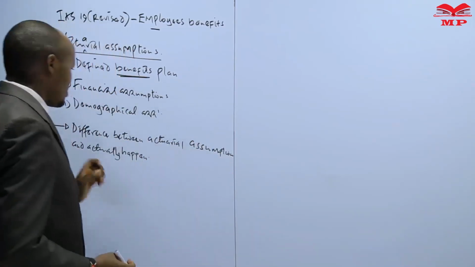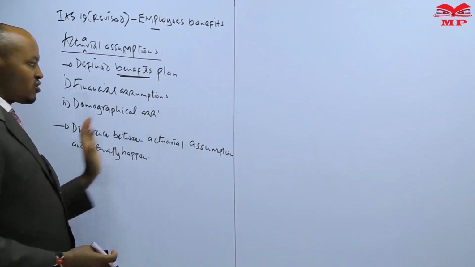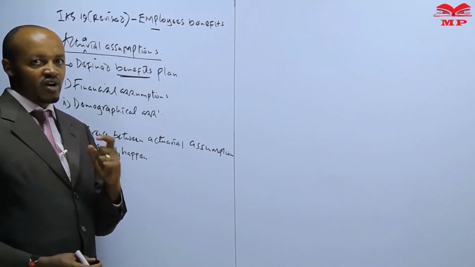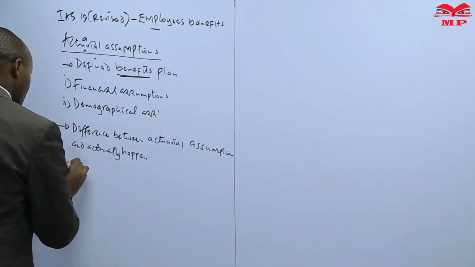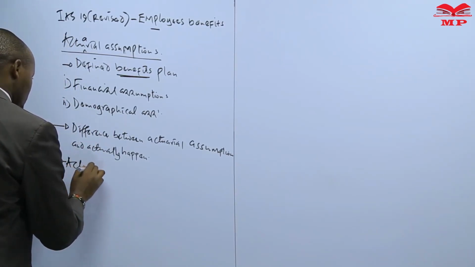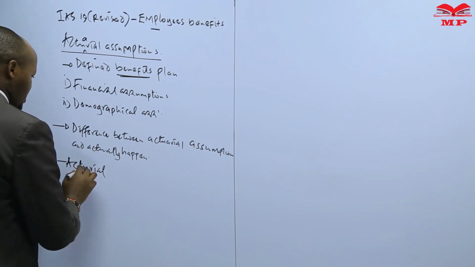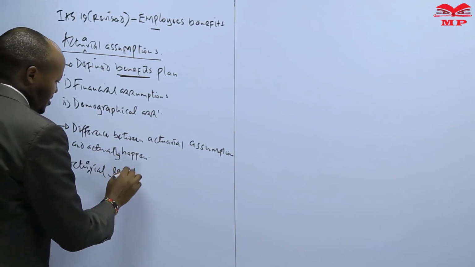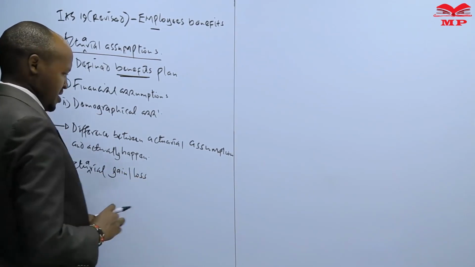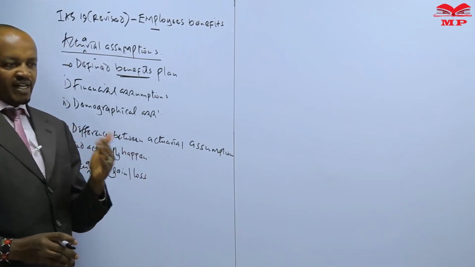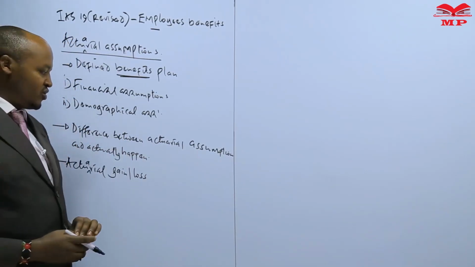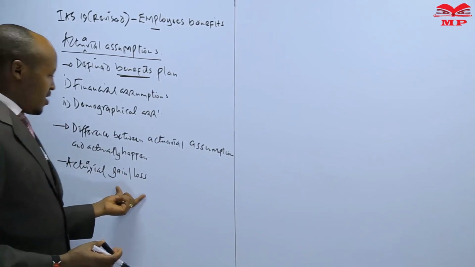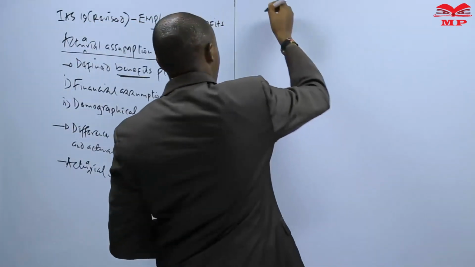And therefore, once the employer is required to make more or less contribution, that will give rise to something we refer to as actuarial gain or actuarial loss. The actuarial gain or loss arises simply because the employer will be required to make more or less contribution than what he had actually determined. That is how we compute this particular actuarial gain or loss.